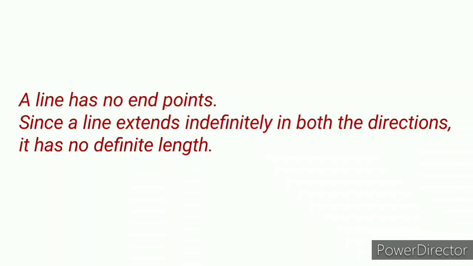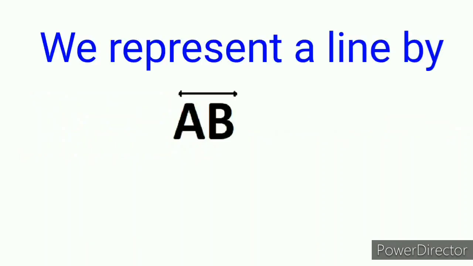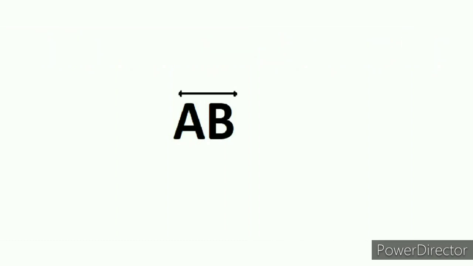Now let's understand its properties. A line has no endpoints. Since a line extends indefinitely in both the directions, it has no definite length. We represent a line AB by a double arrowed line shown on the screen. Practically, we cannot draw a line on paper. We can only draw a part of a line and put arrowheads on both the sides.